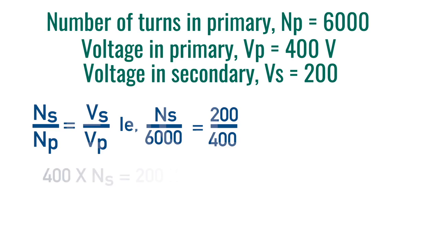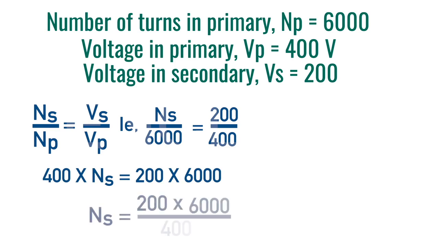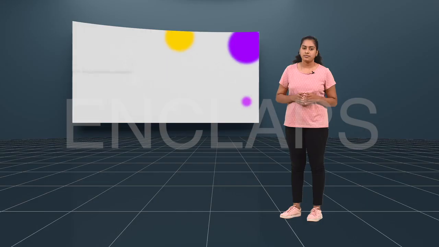So, 400 into Ns is equal to 200 into 6000, which gives Ns is equal to 200 into 6000 whole divided by 400. So, the total number of turns in the secondary is found out to be 3000.